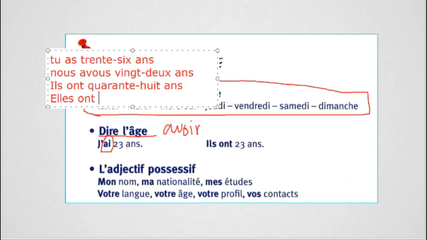If you pronounce elles sont, it means they are, but here we have to say they have. So elles ont means they have. Elles sont means they are. But here we should use they have. Elles ont. Okay. 59 years old, how to say that? Cinquante-neuf ans. Neuf ans, yes.